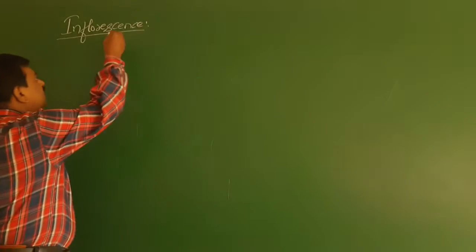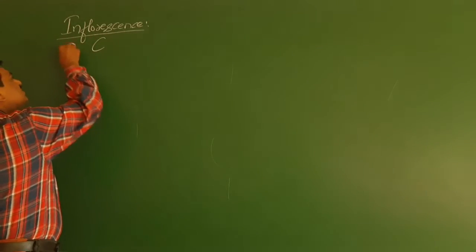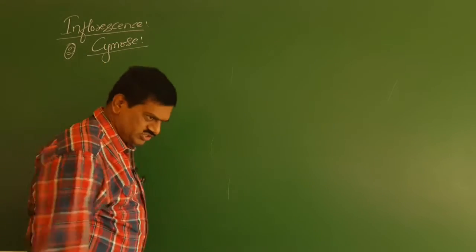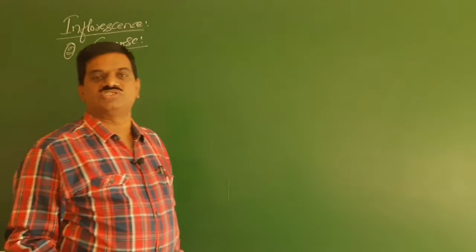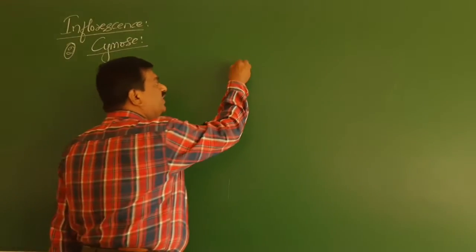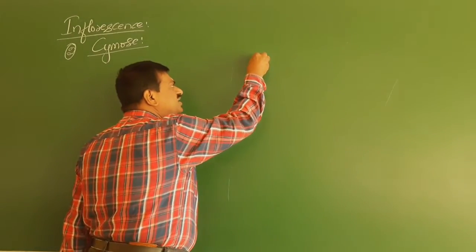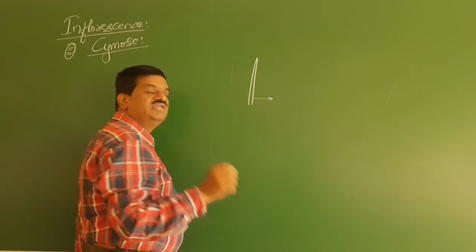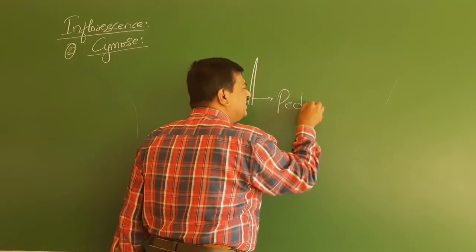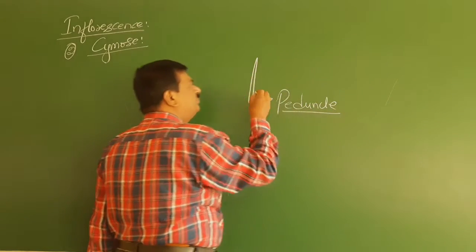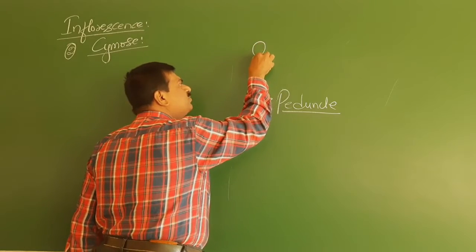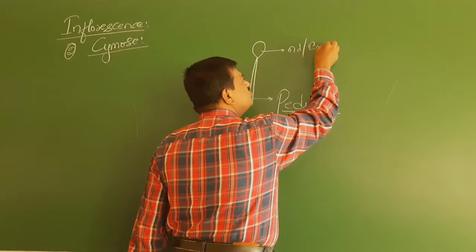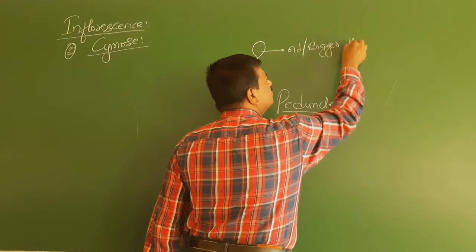Now, we are starting with the second one called cymose. In a cymose inflorescence, the peduncle is always ending with an older flower. This is called the stalk of an inflorescence, called the peduncle. The peduncle is ending with a bigger flower, or we use the word older flower, or bigger flower.